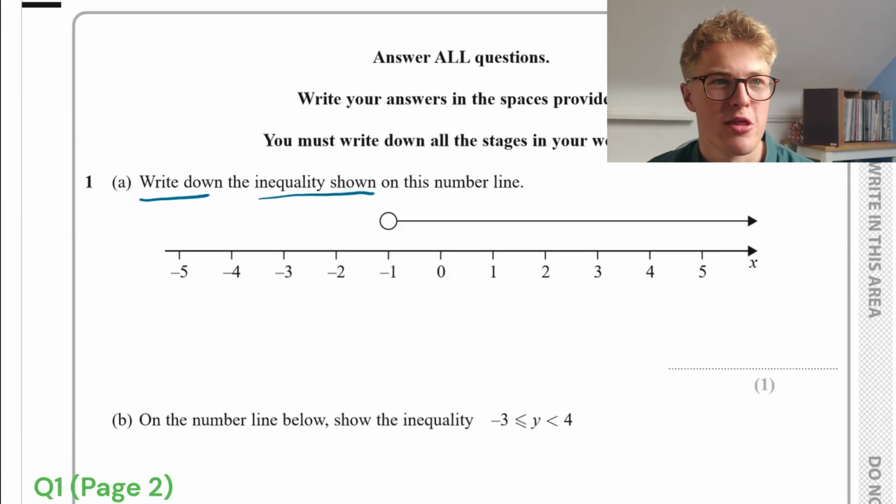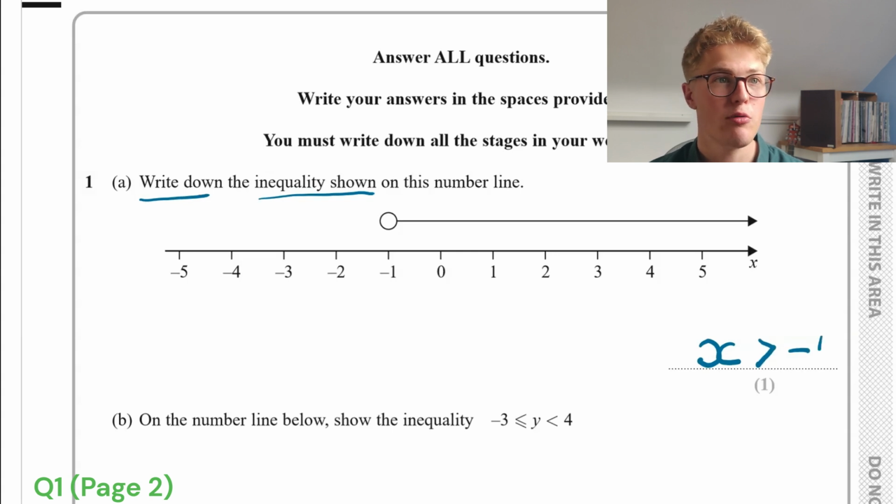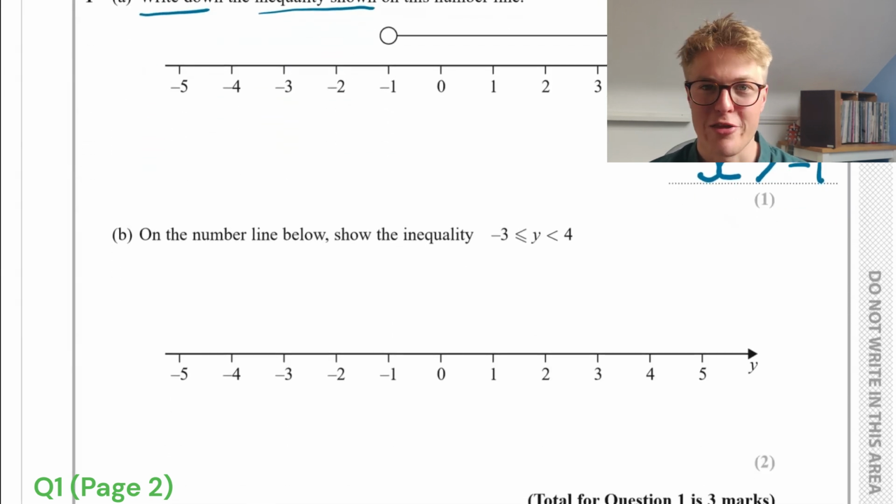Write down the inequality shown on this number line. Because we've got a hollow circle, it has to be greater than and not equal to, and we end up with x is greater than minus 1.